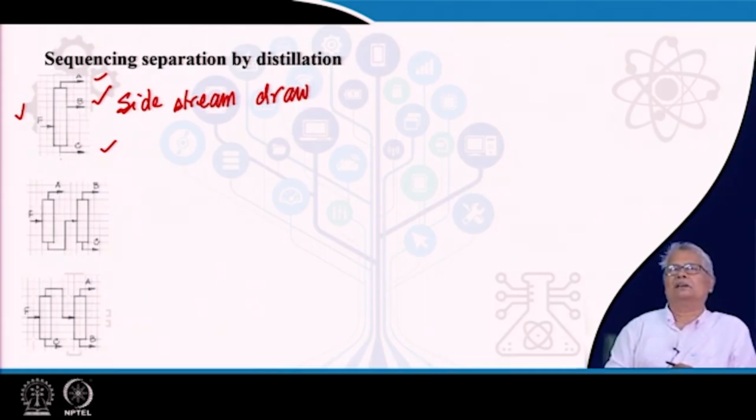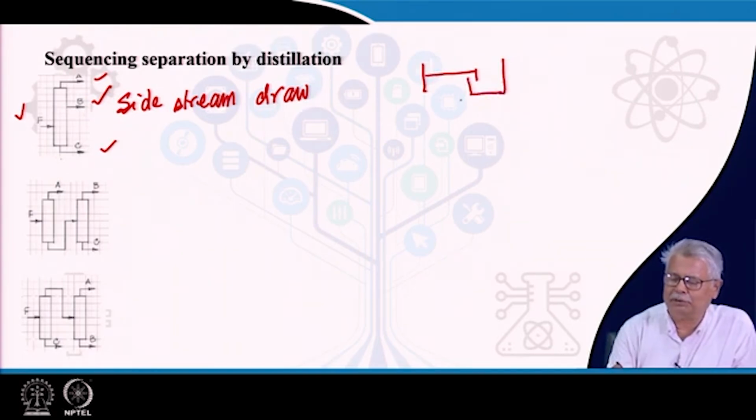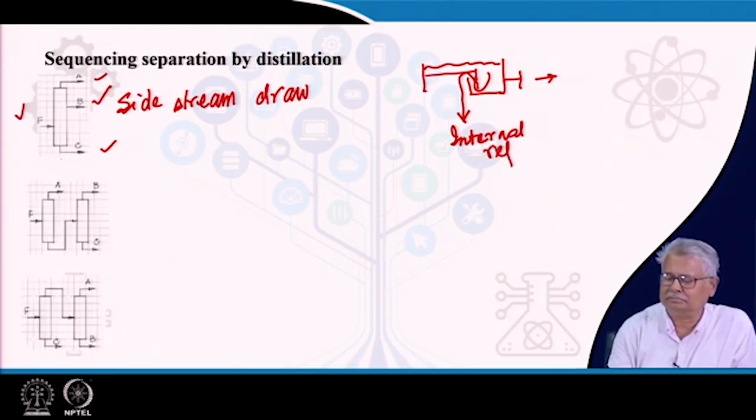One thing you must remember, that this quality of B depends on how much you draw as a side stream. From the side stream draw tray, if this be your side stream draw tray, which I am drawing here like this, the side stream will be drawn here, and whatever you do not draw will be falling here as an internal reflux. And this is your stream B.